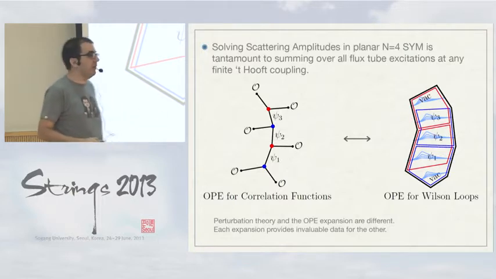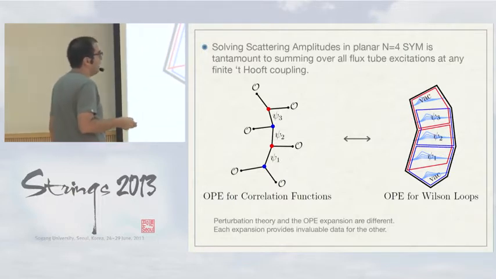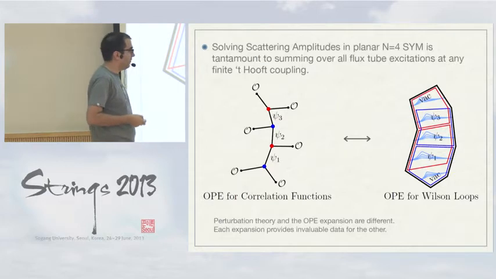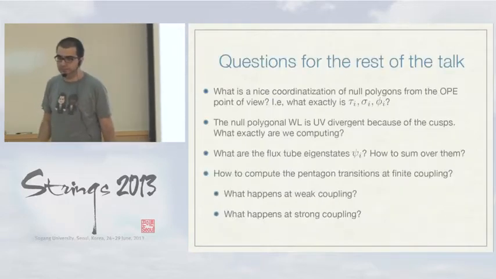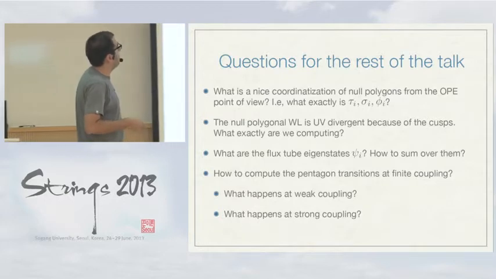There's no information about geometry. So this is really a property of the flux tube. That's what is emphasized down here. The geometry just enters trivially in the square bracket, and then there are two quantities, the energy and the pentagon transitions. So here is the outline, the questions that we have to address.